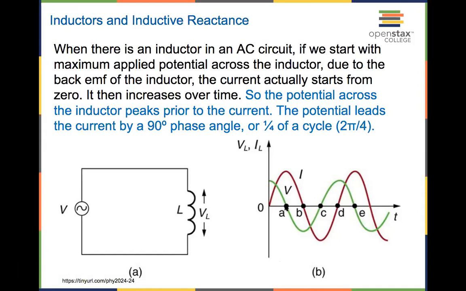If we express it in angles, it's called the phase angle, or phase difference. So the current actually lags the potential by 90 degrees, or 1/4 of the cycle, pi/2. All right, so that's the reaction of the inductor to an AC source.